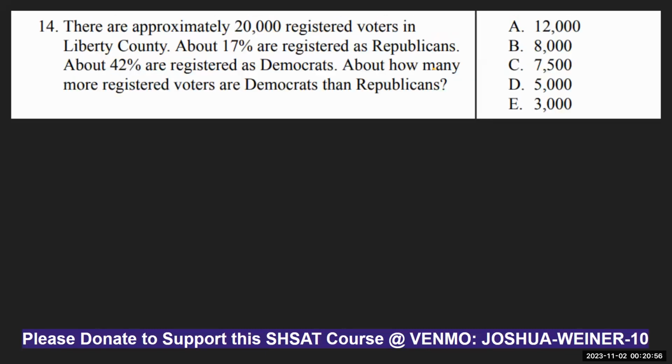Registered voters. This is a good one because there is a shortcut here. And this is really a percent problem, though. There are approximately 20,000 registered voters in Liberty County. About 70% are Republicans, and about 42% are Democrats. About how many more registered voters are Democrats than Republicans?